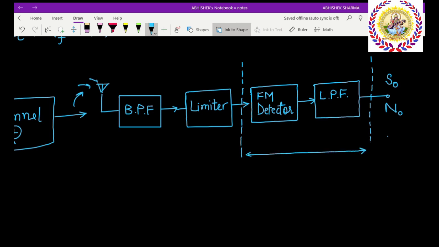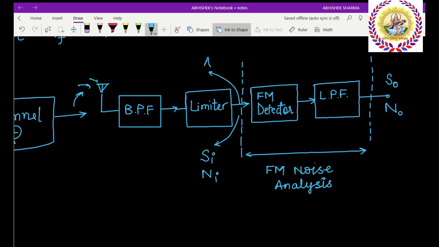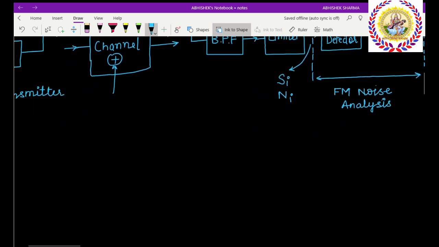We have to find out the noise analysis for this given section. Let us suppose that at the input of the FM detector, the signal power is SI and the noise power is NI, where SI is the signal power, and this is node A, and after the LPF this node is B.